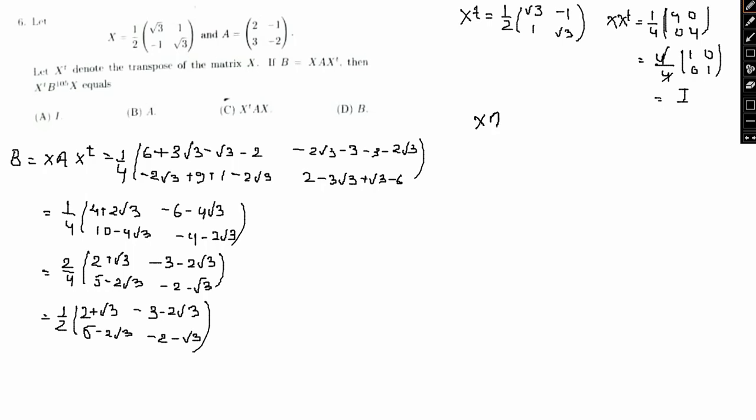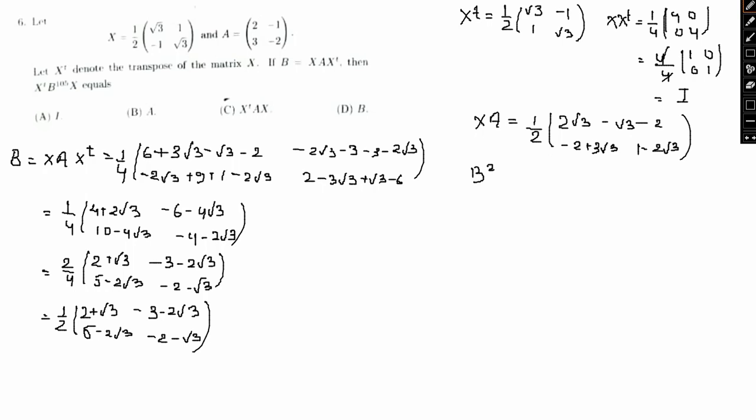So X A, if we further write the same, is 1 by 2, root 3, minus 3, minus 2, 2 plus 3 root 3, 1 minus 2 root 3. Okay, so this is what we have.